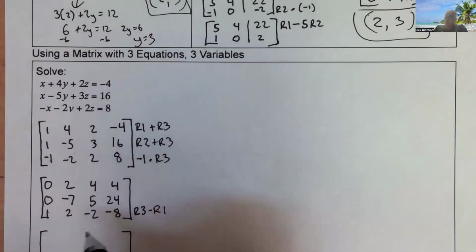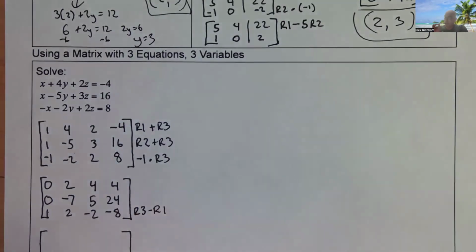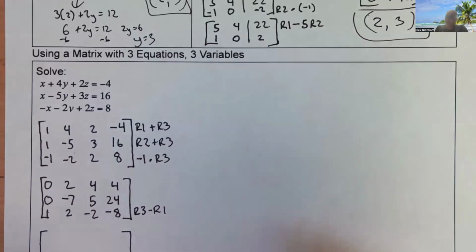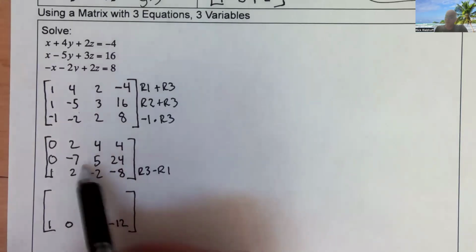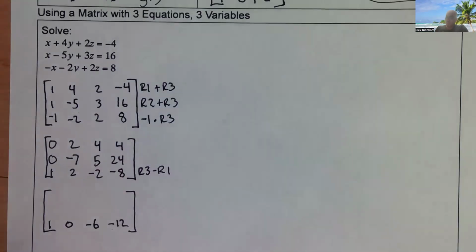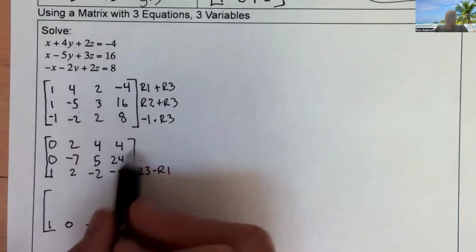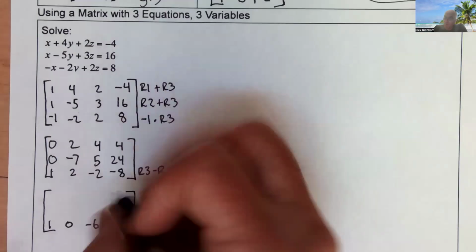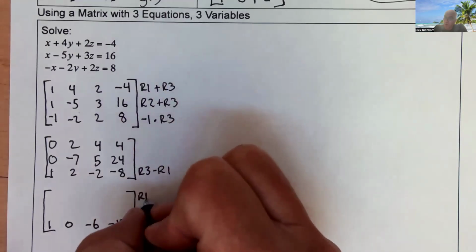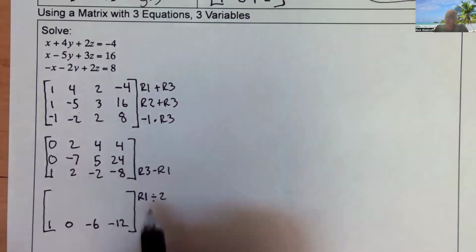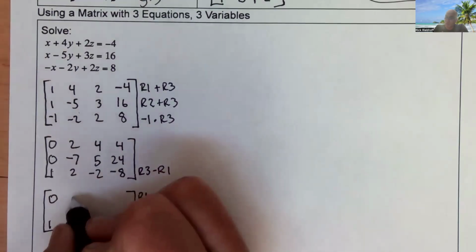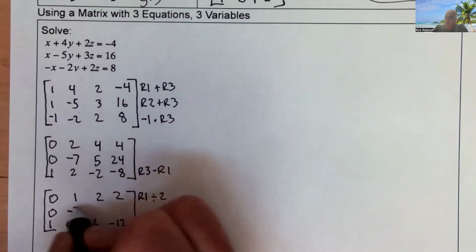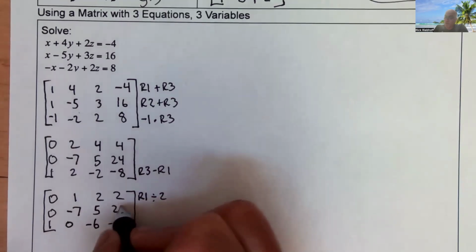Okay. Let's see, what else do I got? Ugh, that negative seven's nasty, right? It's not a happy time. But how about this? Let's divide this one by two. I see everything's even. Maybe that'll make things easier. So I'm going to do row one divided by two. I could just write divided by two. So that's going to be 0, 1, 2, 2. I didn't change the middle one. 0, negative 7, 5, 24.